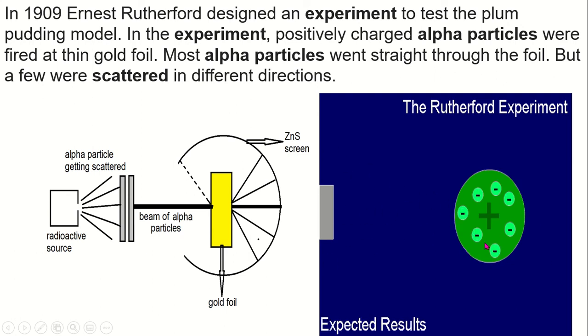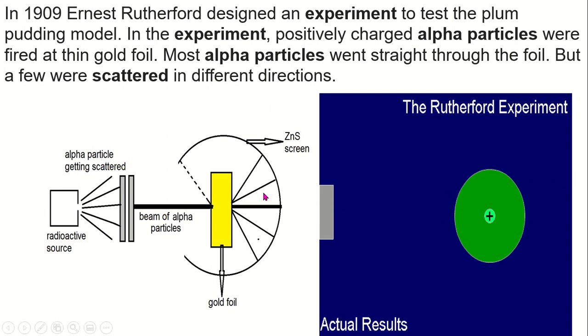The volume of the nucleus in comparison to the total volume of the atom is very small. The diameter of the hydrogen atom is 10 to the power minus 10 meter, whereas the diameter of the nucleus is 10 to the power minus 15 to 10 to the power minus 14 meter. That is, the atom is larger than the nucleus by 10,000 times to 1 lakh times.